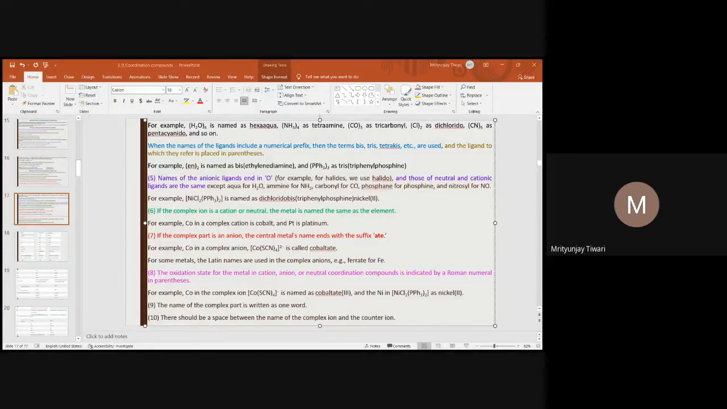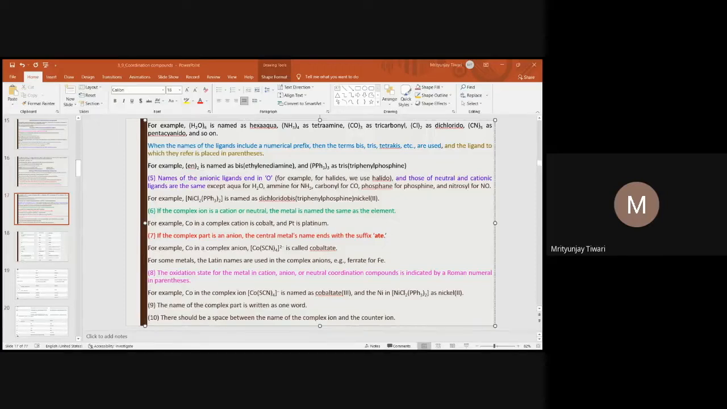So it is having plus 2. So nickel will be represented as nickel 2. This Roman numeral 2 will represent the oxidation state. And so this is a common way, and you should also know how to write the IUPAC name of coordination compounds.